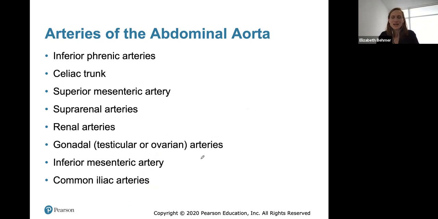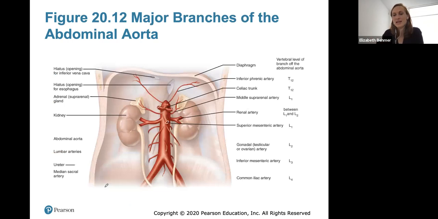Here are arteries of the abdominal aorta. A big one in lab I ask you about is the celiac trunk. It's kind of the first branch that comes off of the abdominal aorta once it passes through the diaphragm. You have arteries going to the kidneys called renal arteries, gonadal arteries going to the testes or ovaries. And the common iliac arteries are eventually what your descending aorta will split into to bring blood to the legs. So you can see these arteries labeled here. And again, this is one I ask you in lab.